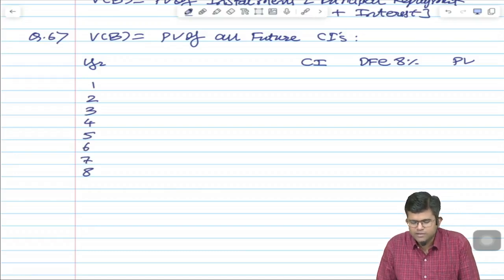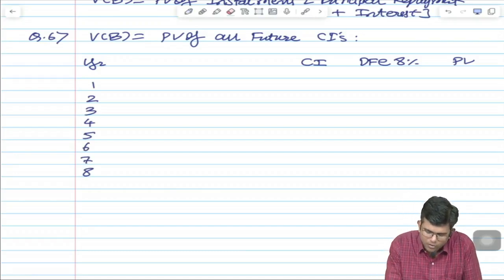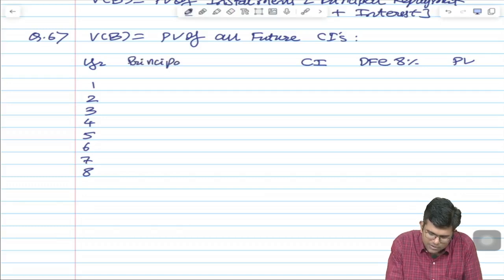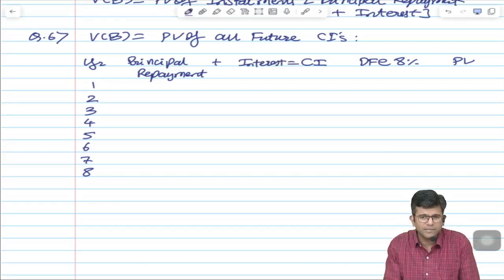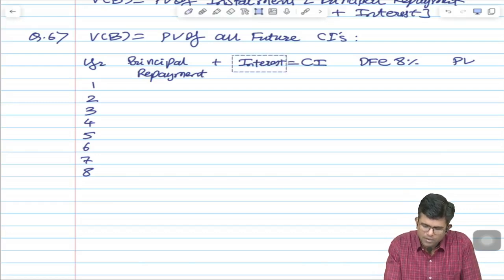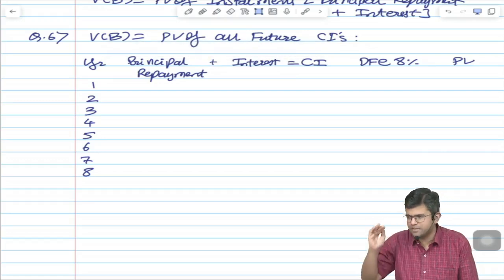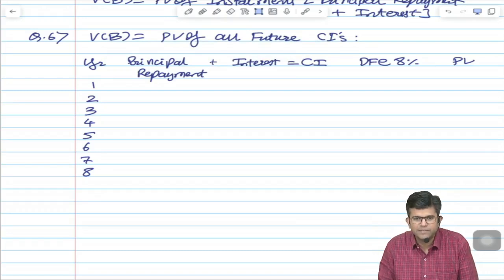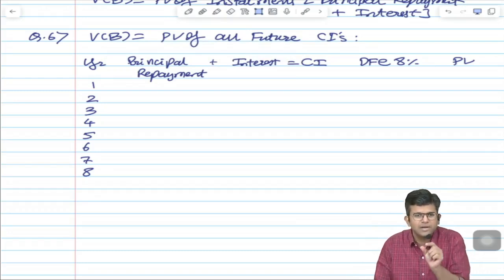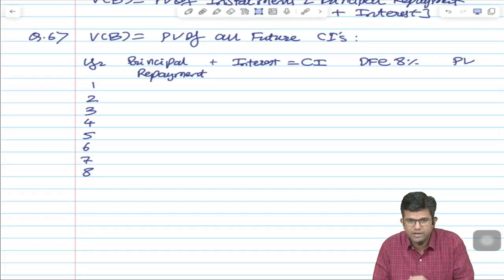If you buy this bond, what cash flows will you get? Do you realize you will get two types of cash flows? One is you will get principal repayment. Second, you will get interest. Even in plain vanilla, you are getting principal and interest only, but there it was only interest, and then last principal. But here every year, little bit principal, little bit interest is coming. That is why I have to do this bifurcation.